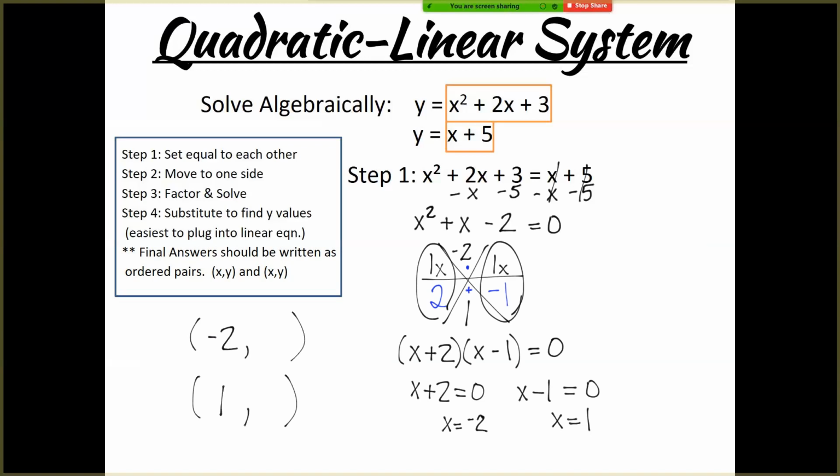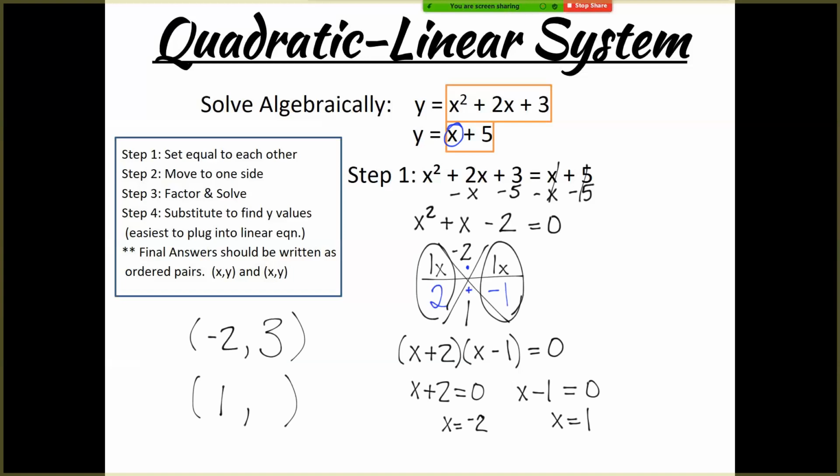Now, which one of these do you think is going to be easier to plug into, the top one or the bottom? The bottom one's definitely easier. That linear equation is always going to be the one you want to use because it's just the easiest. So if I went up here and I plugged in -2 right here, -2 plus 5 just gives us 3. So one of our answers is going to be the ordered pair (-2, 3).